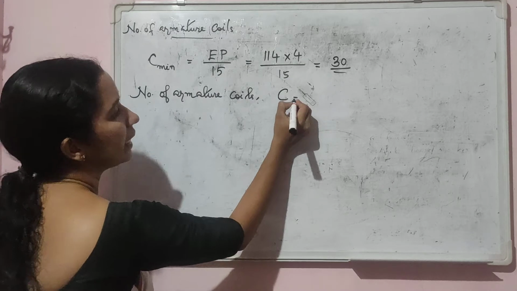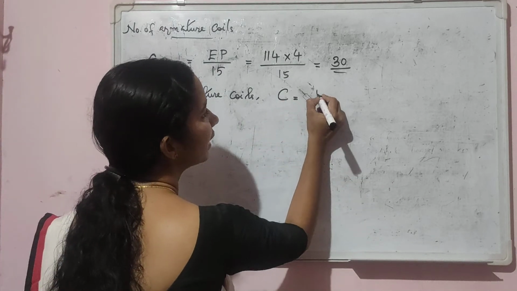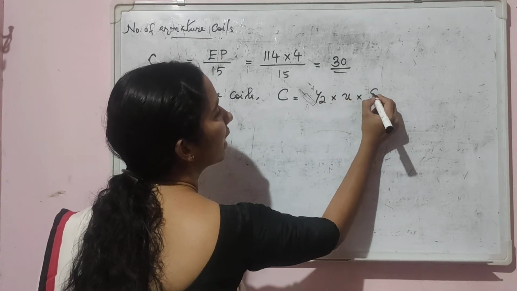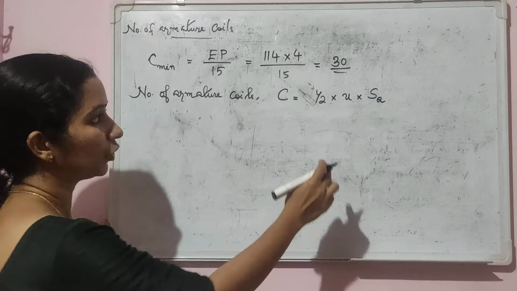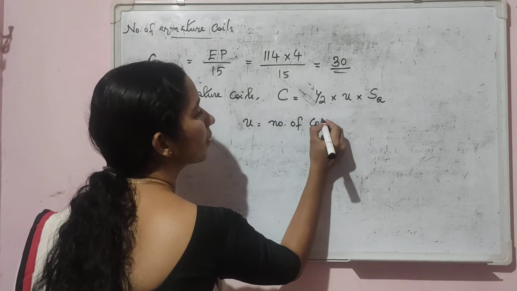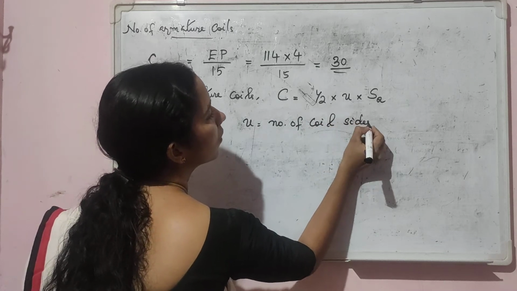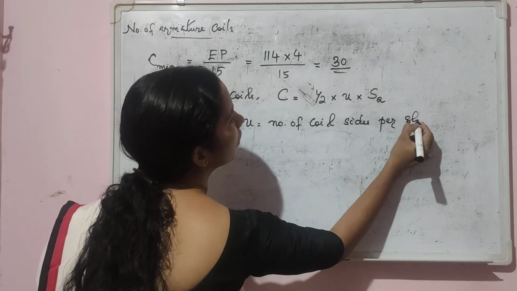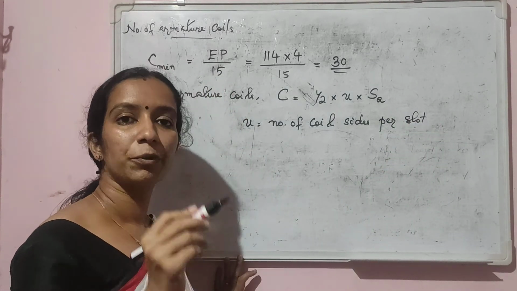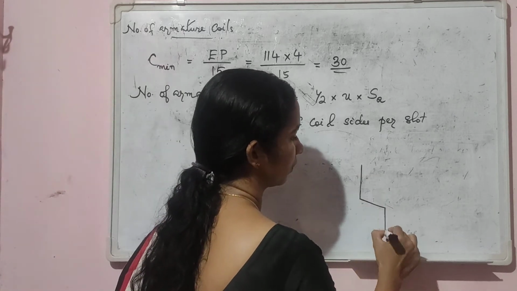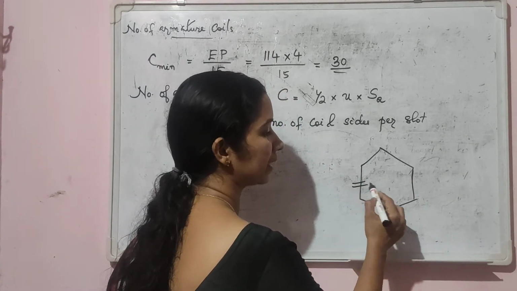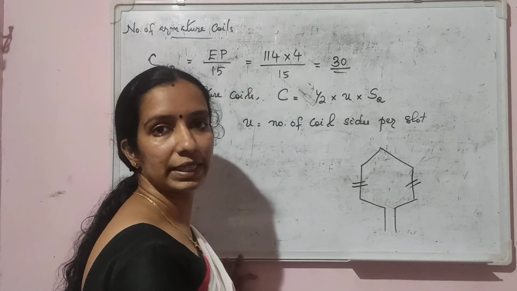Okay, let us denote it as C, and the equation for calculating the number of armature coils is half into U into SA, where U is the number of coil sides per slot. Okay, U is the number of coil sides per slot. We know that for a particular coil, if this is one coil, it will be having two sides. This is one coil side, this is one coil side.